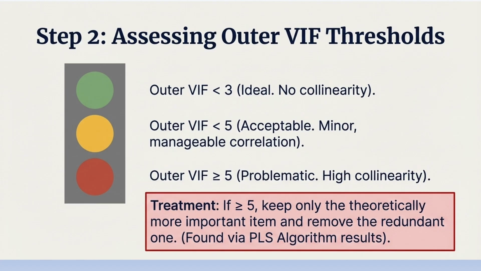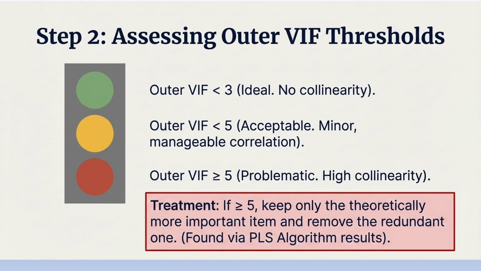If you have high collinearity, the VIF value will be greater than or equal to 5, and a VIF value less than 3 would be very good and very ideal. That means there is no collinearity at all. Anything below 5 would be acceptable. That means there may be a little correlation, but that is acceptable. It is not something which will create a problem.